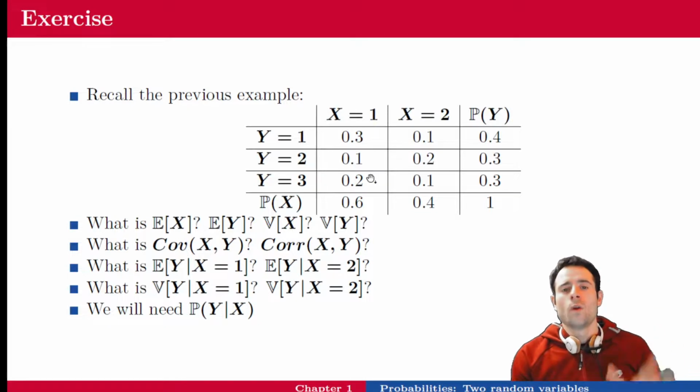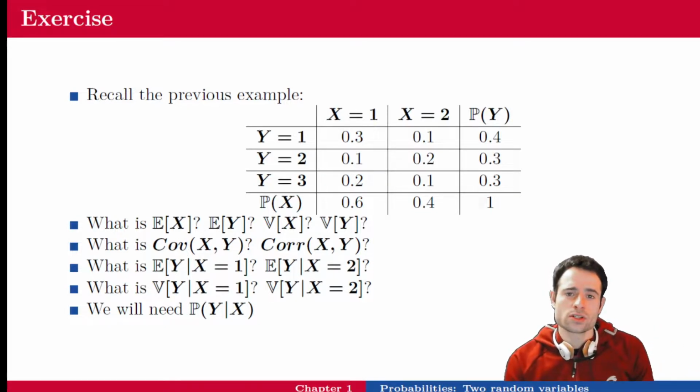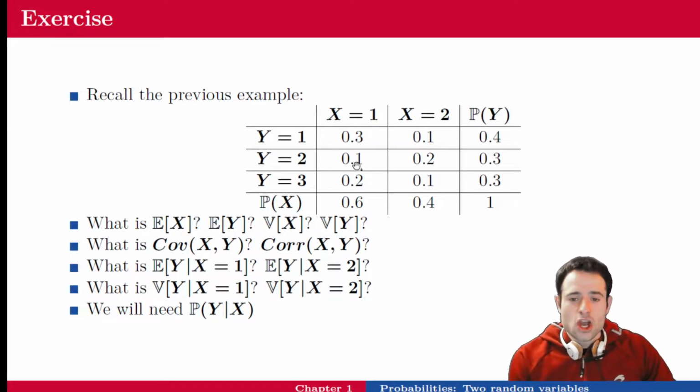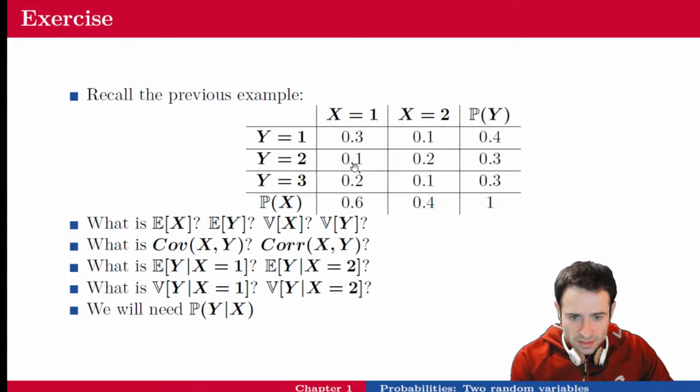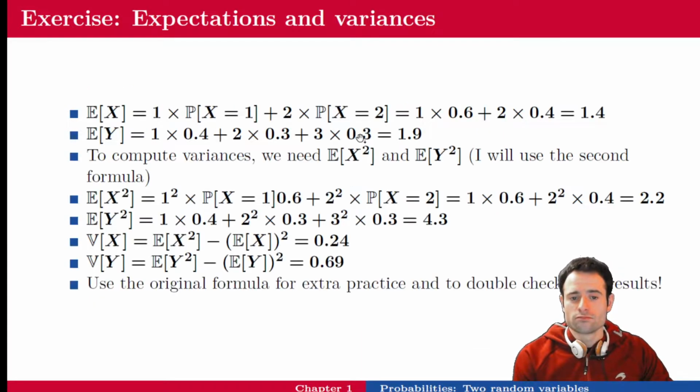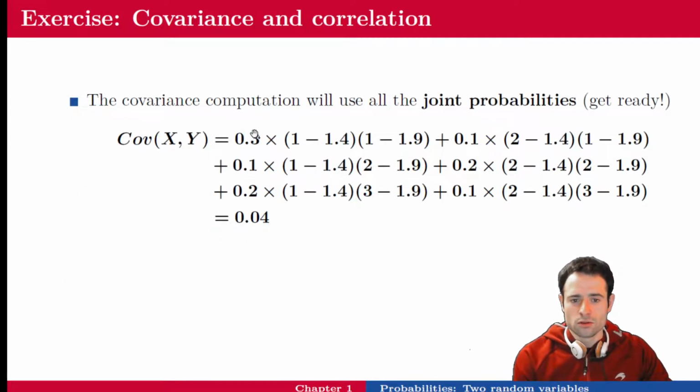So, a way to make sure you are using the correct numbers when you compute the covariance is you have to use all the joint probabilities, all of them. All of them have to show up eventually. So it means that we should see 0.1 3 times, we should see 0.2 twice, and we should see 0.3 once. 0.3 once, 0.1, 0.1, 0.1, and 0.2, 0.2. Okay, good.